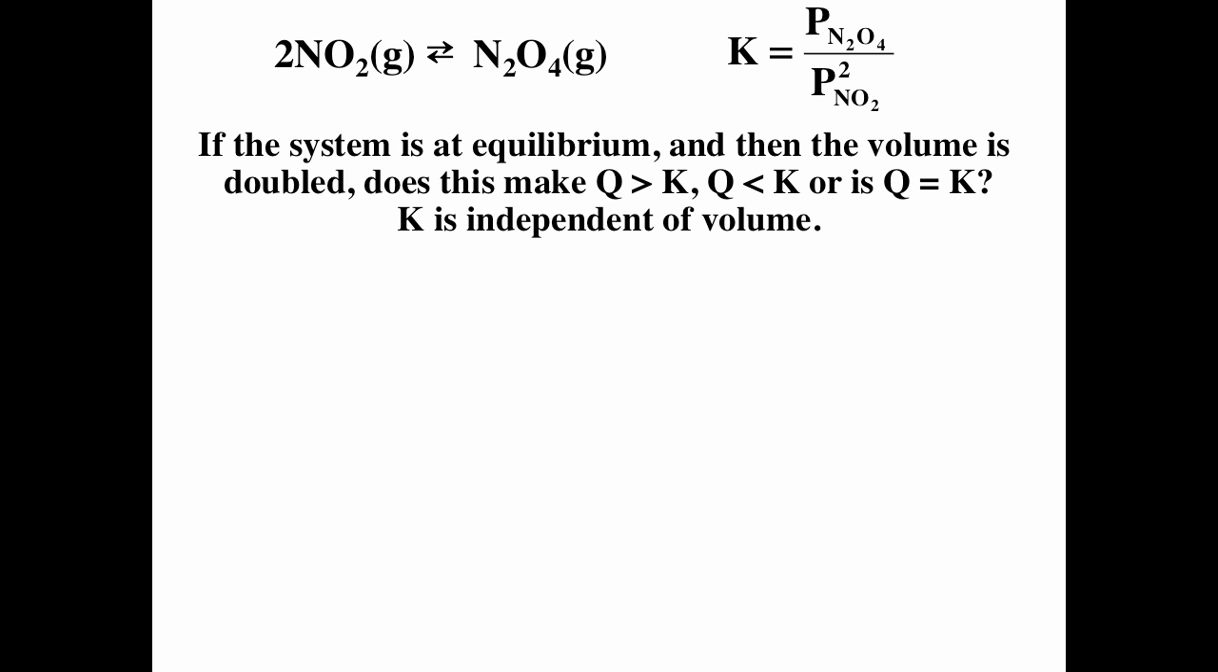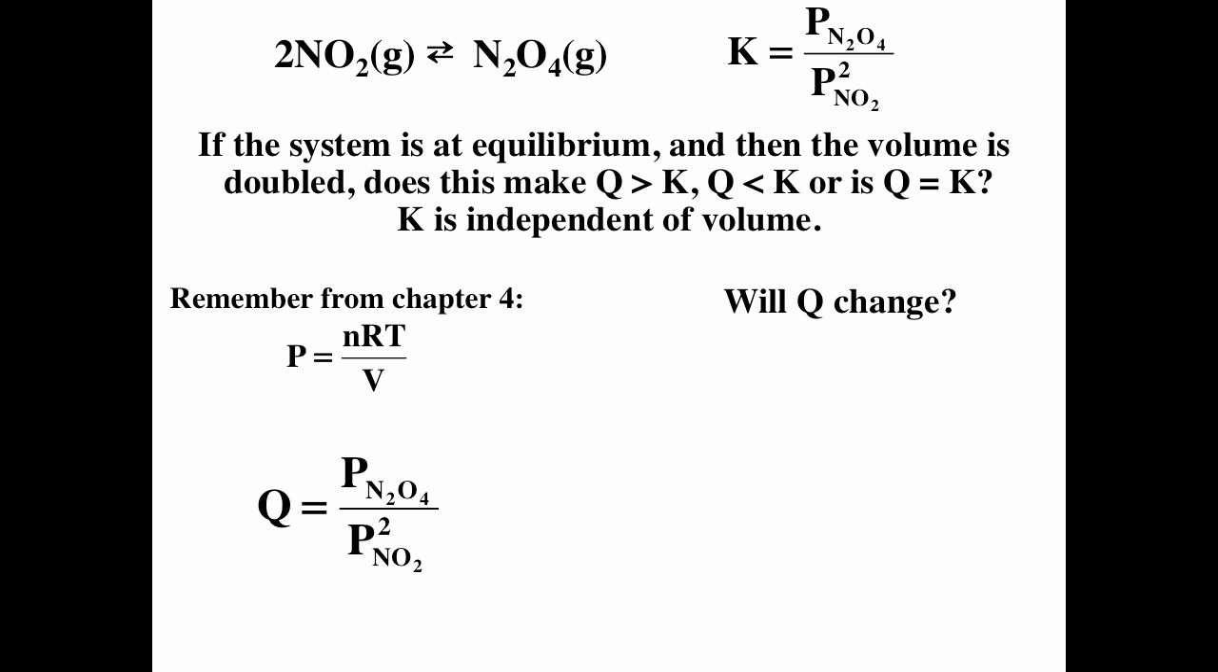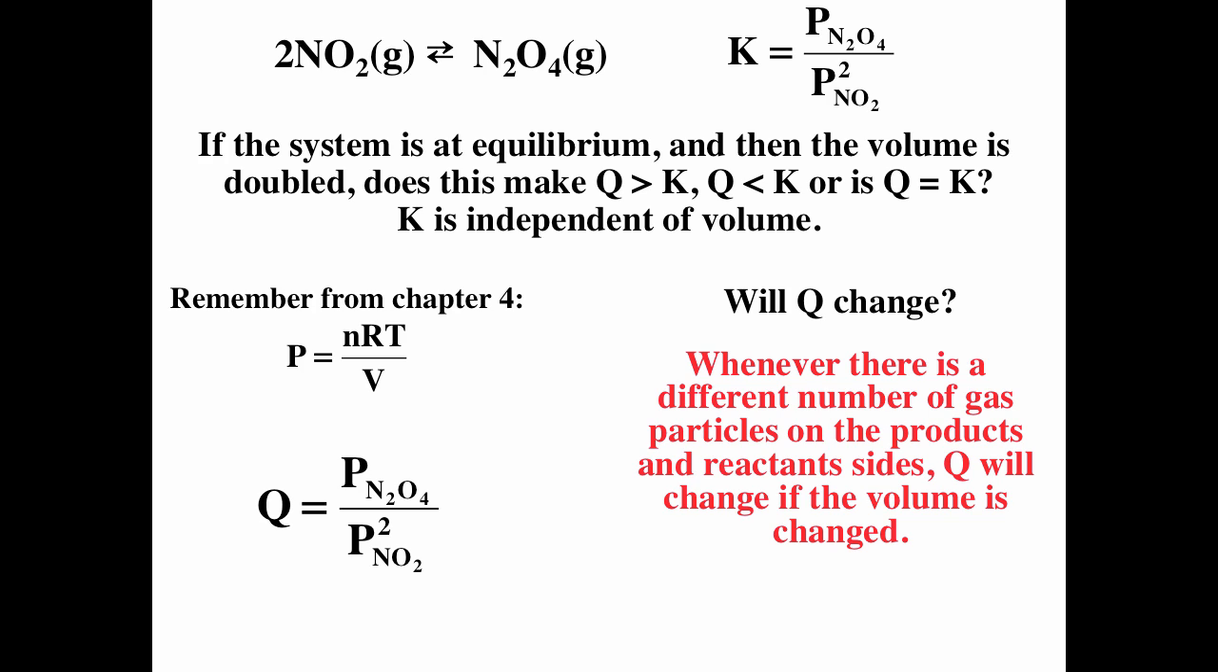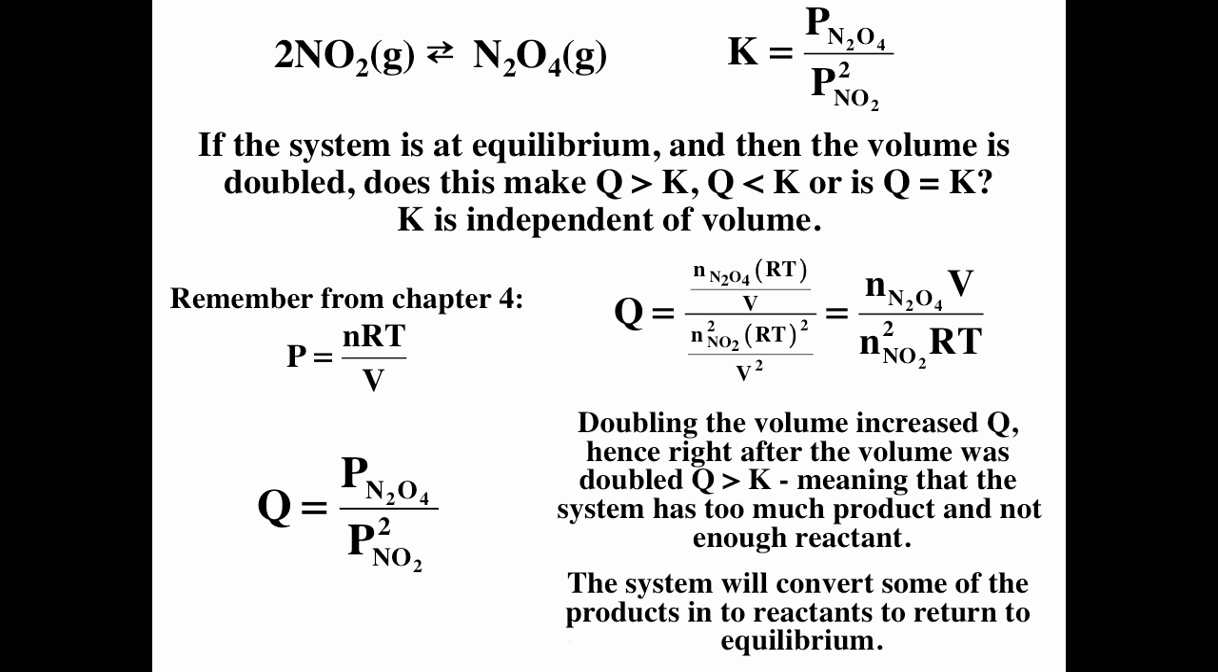If we look at our reaction, we have 2 gas particles in the reactants and 1 gas particle in the product. So what we should predict is that if I increase the volume, we're going to produce more reactants, because that will produce more gas particles and counter that disturbance. Now, again, we can do some math. Math is fun.